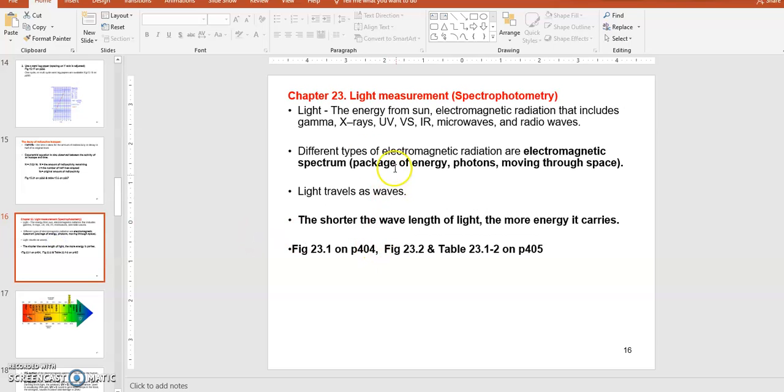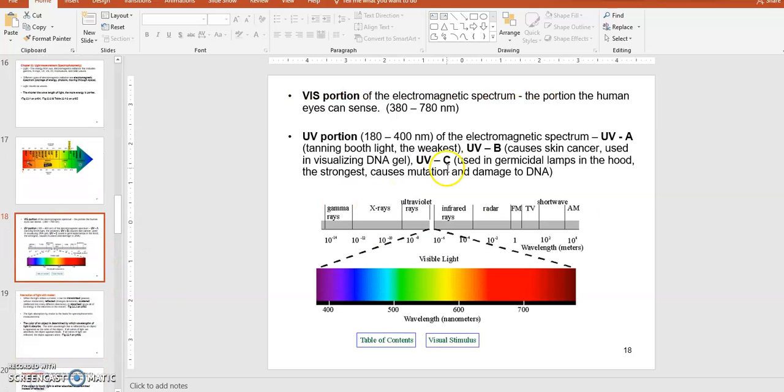So the shorter the wavelength, the more energy it carries. Okay, so they carry different amounts of energy, and among those different light wavelengths, spectrophotometry will use the visible light portion and UV light portion. Okay, we're talking about here UV, ultraviolet, or visible light. Those two forms of light are being used in spectrophotometry.